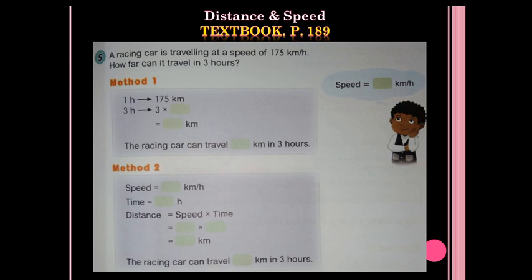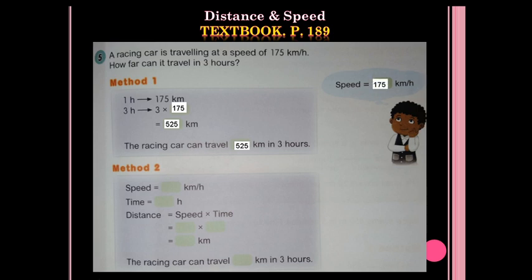Now open your textbook, page 189. Number 5. A racing car is traveling at a speed of 175 km per hour. How far can it travel in 3 hours? There are 2 methods. Method number 1, 1 hour equals 175 kilometers. 3 hours, that means 3 times 175, and the answer is 525 kilometers. So the racing car can travel 525 kilometers in 3 hours.